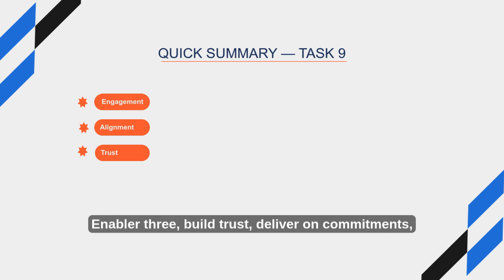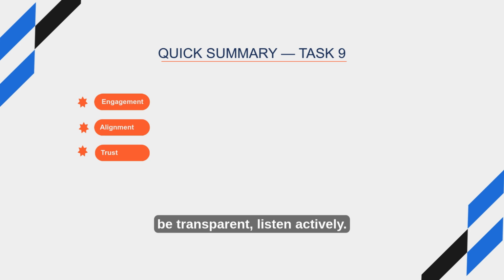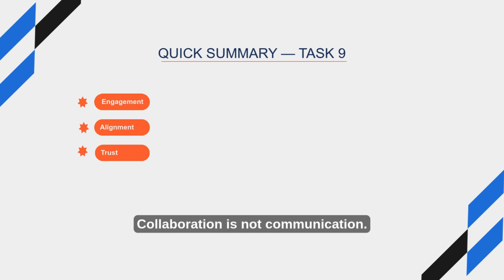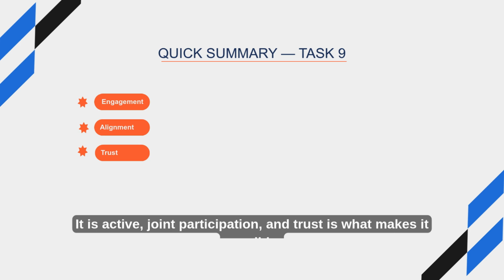Enabler 3: Build trust. Deliver on commitments. Be transparent. Listen actively. Enabler 4: Engage by category. Use the power/interest grid to prioritize engagement. Collaboration is not communication. It is active, joint participation, and trust is what makes it possible.